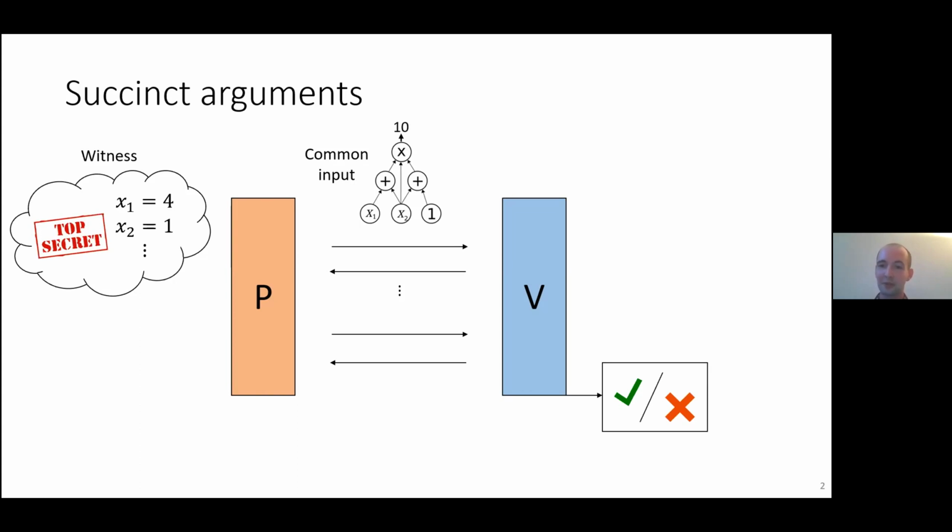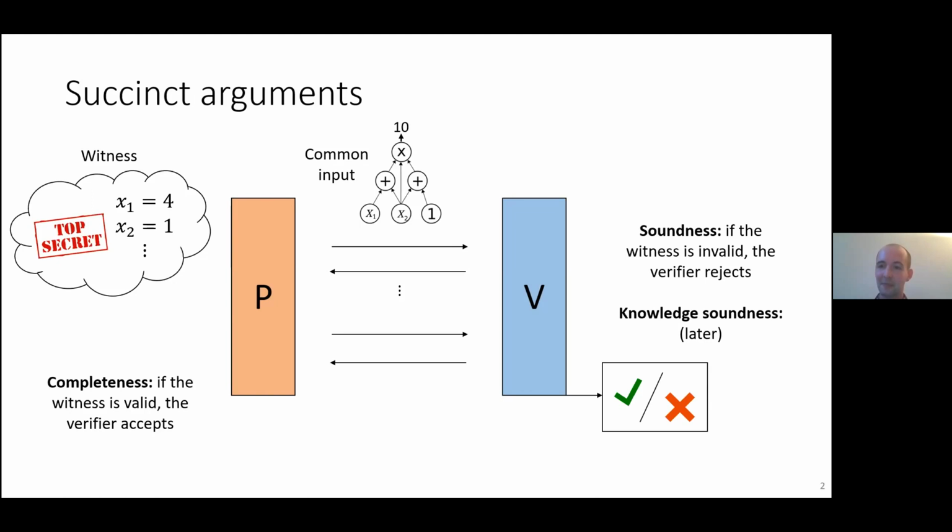We've got three different properties here that we want a succinct argument to satisfy. We've got completeness: if the prover has a valid witness, then the verifier should always accept. We've got soundness, which means if the prover is lying and they don't have a good witness, or there's a bad common input, then the verifier should always reject. Later on, we're going to talk about stronger soundness properties like knowledge soundness.